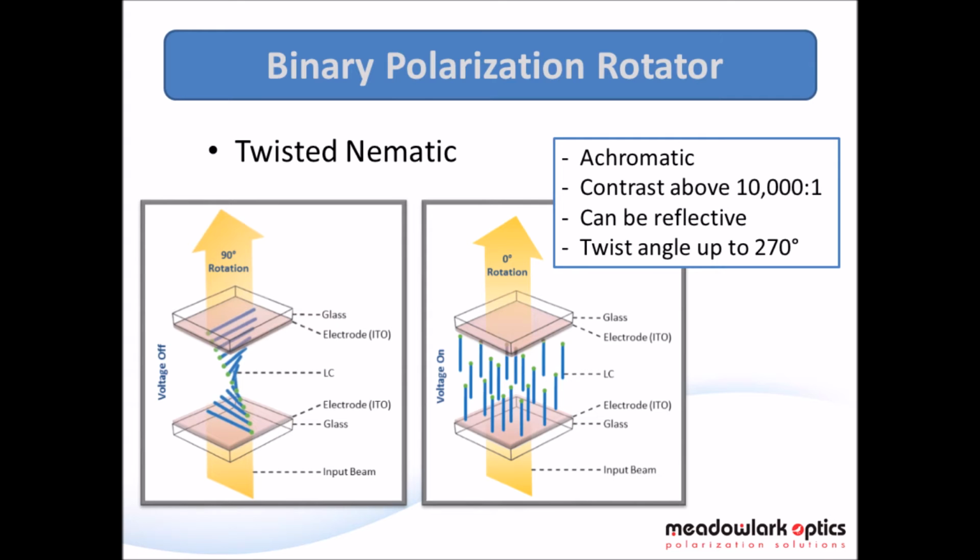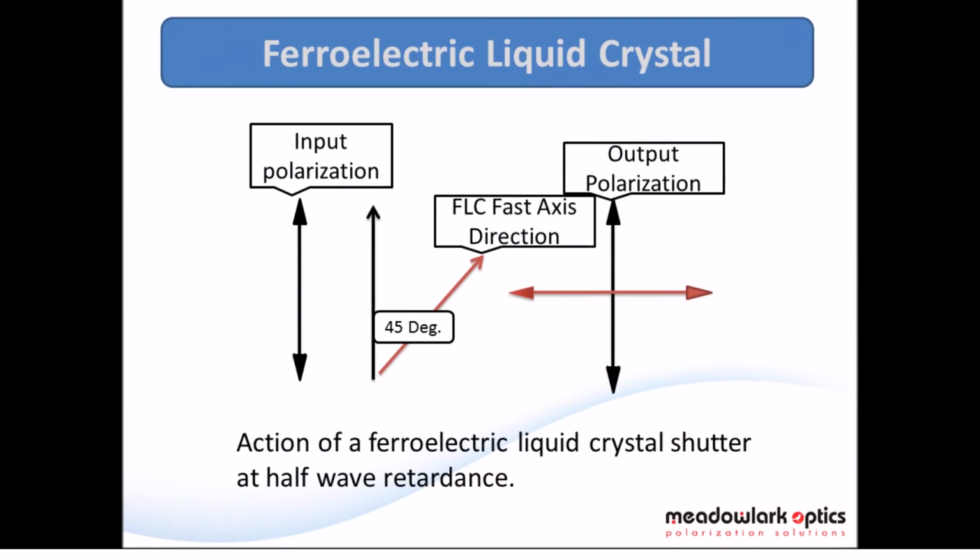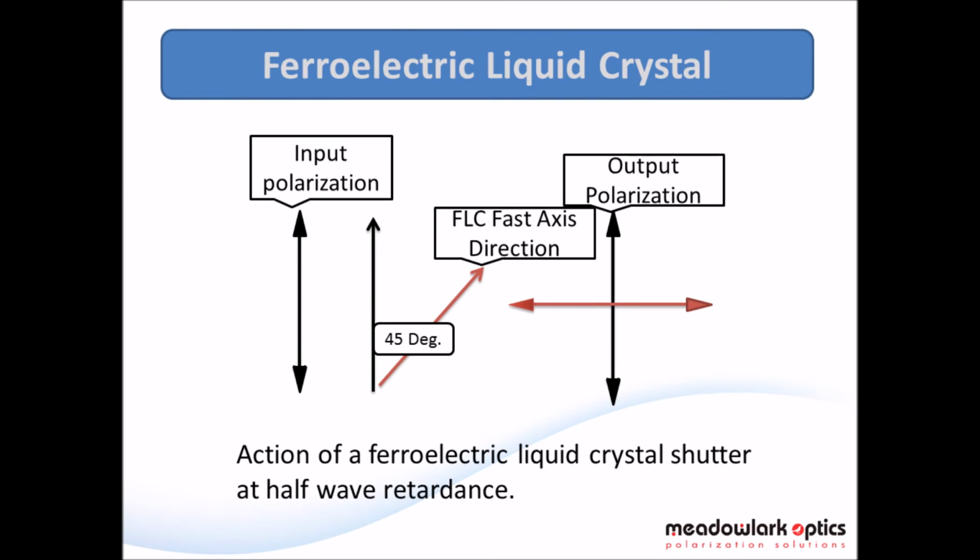There is one more binary solution, which is using ferroelectric liquid crystals. These have the advantage that they're much faster. They switch in about 100 microseconds. They can only switch through two orthogonal states, and depending upon the voltage that's applied, the fast axis of the liquid crystal half-wave plate is either vertical, as shown here, or at 45 degrees.